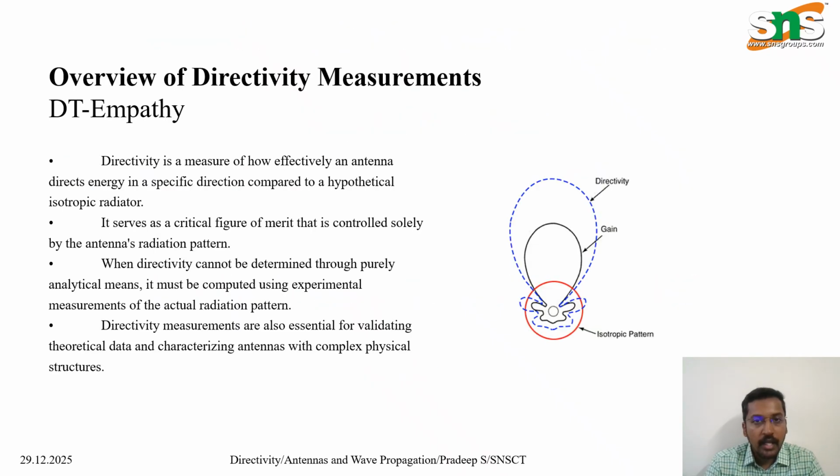Directivity. Directivity describes how effectively an antenna concentrates radiation in a particular direction compared to an isotropic antenna. It depends only on the radiation pattern of the antenna. When theoretical calculations are difficult, directivity is determined experimentally using measured radiation patterns. These measurements are especially important for validating antenna designs and analyzing complex antenna structures.